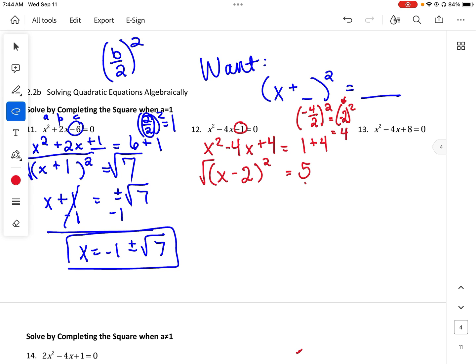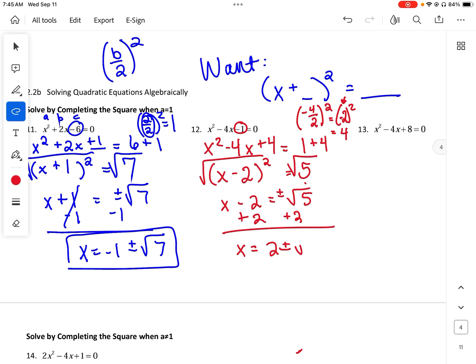Now we're going to solve it. So I get x minus 2 equals square root of 5. Solve it. Plus 2, plus 2. I get x equals 2. Oh yeah, this should have been plus or minus. 2 plus or minus square root of 5.